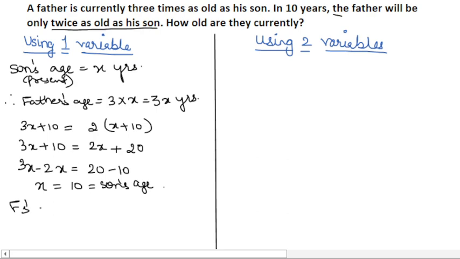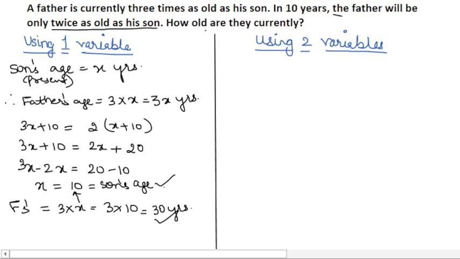Next we are to find the father's age. The father's current age is 3 times x. The value of x here is 10. I substitute 10 in place of x and I get 30 years. So I have the son's current age 10 years and the father's current age 30 years. This was using one variable. Let us try using two variables to solve the same question.